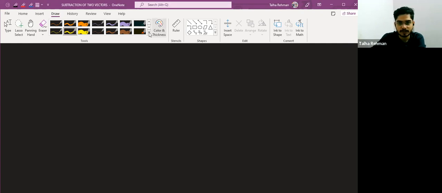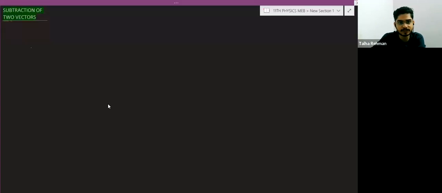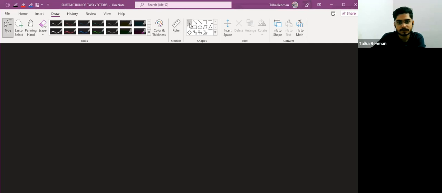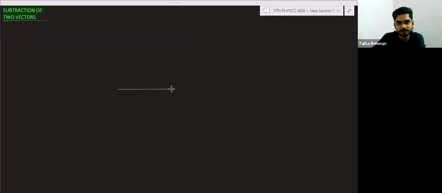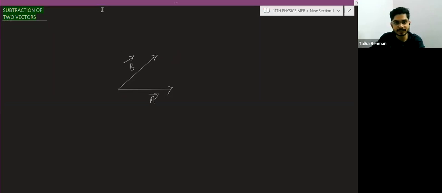You see, suppose I have two vectors. Here is one vector in this direction, and here is another vector in this direction. Suppose this is my A vector and this is B vector. For this B vector, can I represent the negative of this B vector like this?